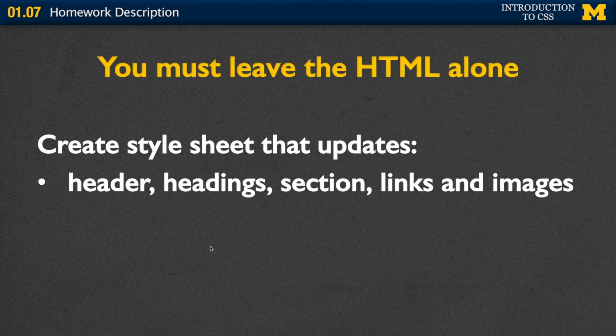So let's go ahead and step through the different things you'll need to change in order to achieve this separate look. The most important thing to understand is that you must leave the HTML alone. I don't want you to change it at all. Instead, I only want you to style things and edit things within the style sheet. And the things that you're going to need to add are styles for the header, the headings, the section, the links, and the images. So let me go through and show you exactly what you need to look at.